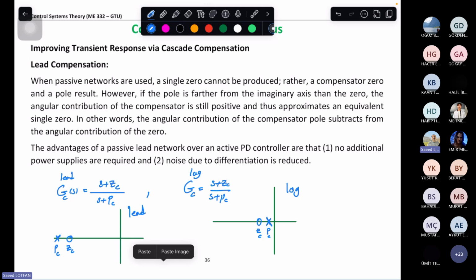Let's see how this lead compensator is affecting the system's response, and why is it good? The first thing is it doesn't need power supplies. When compared to the ideal one, it is non-ideal because it can be done with passive networks, and also noise is reduced because we have differentiation, but integration is reducing the noise effect. So in that sense, it gets better even when compared to the ideal PD when we are using lead.